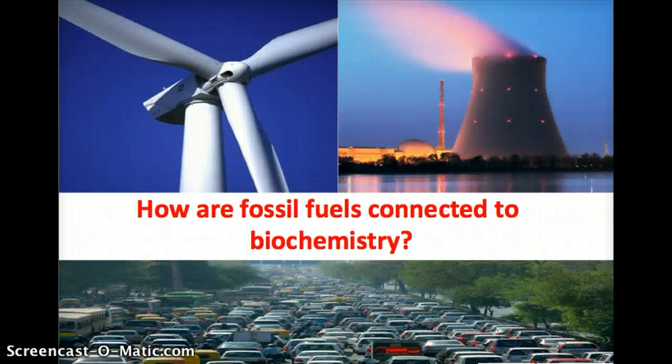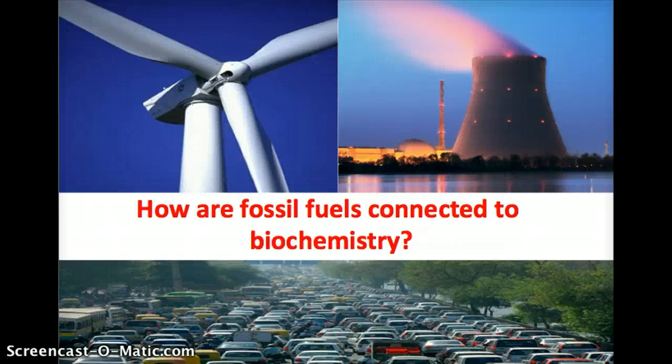The next question is, how are fossil fuels connected to biochemistry? You learned about fossil fuels last year. Fossil fuels are basically oil and coal. They form due to the pressure that is exposed to matter. And coal and oil can be burned or combusted to release a huge amount of energy. The good thing about fossil fuels is that they release a good amount of energy, and we can use that in cars and to power our homes. But the bad thing is that it releases a lot of carbon dioxide and a lot of waste.